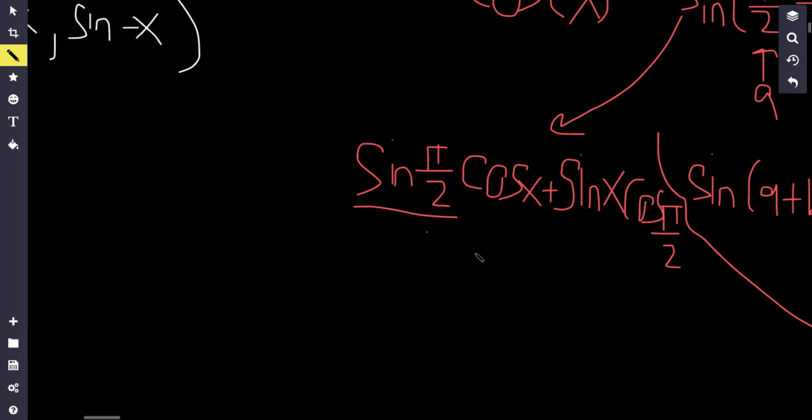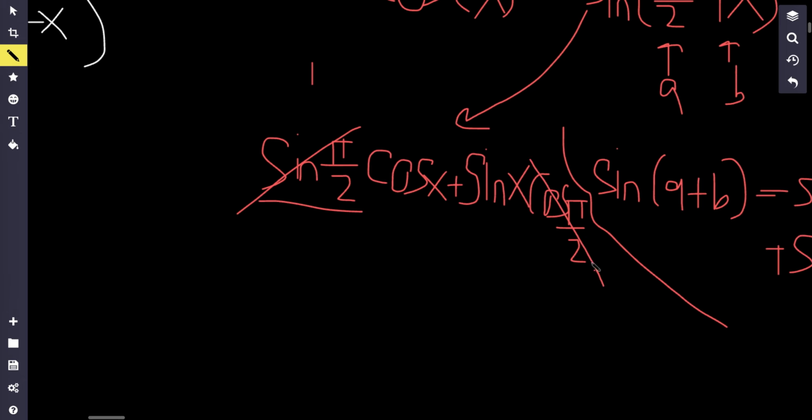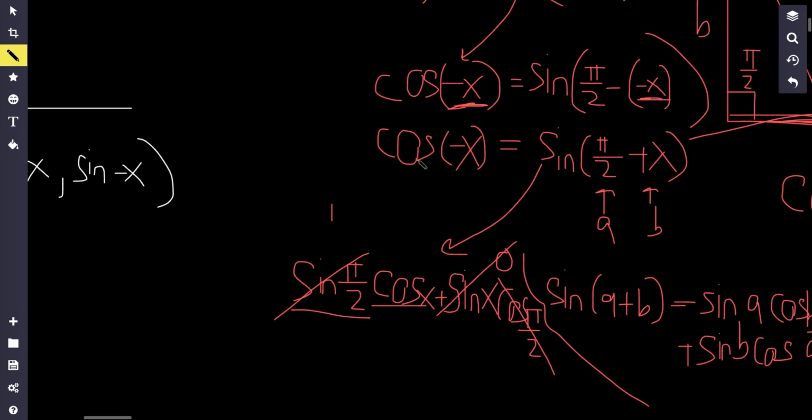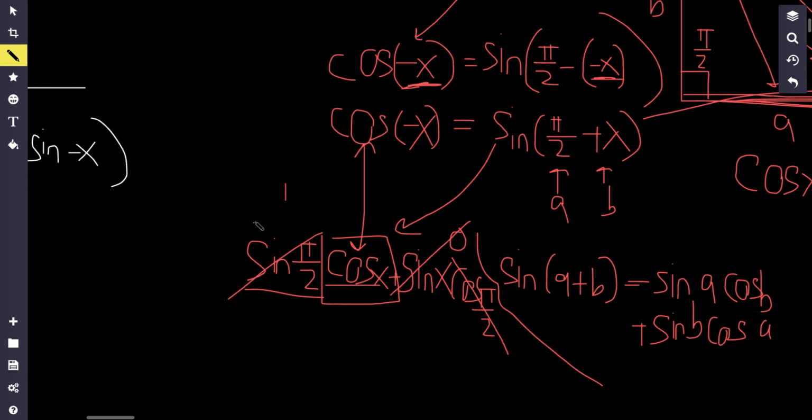Now, sine of pi over 2 is equal to 1, and you can see this using your unit circle. Cosine of pi over 2 is equal to 0. So 0 times sine of x is 0, leaving just cosine of x. And we just got that cosine of negative x is equal to cosine of x. That's the only thing that remains from this equation. So that's how we prove it.